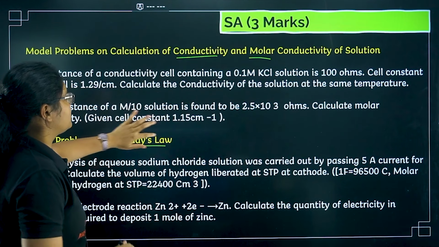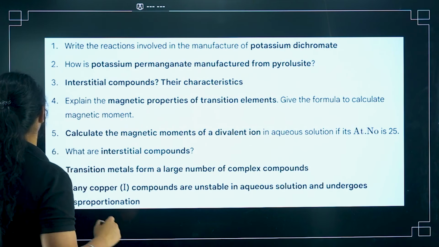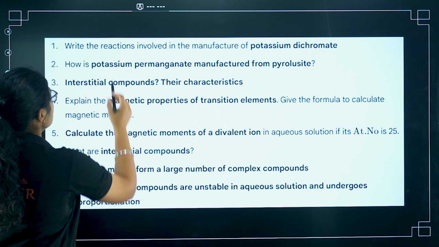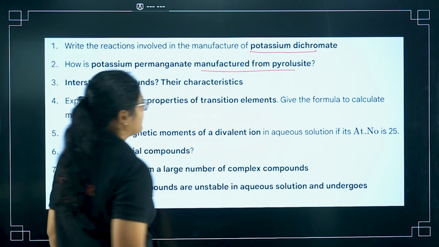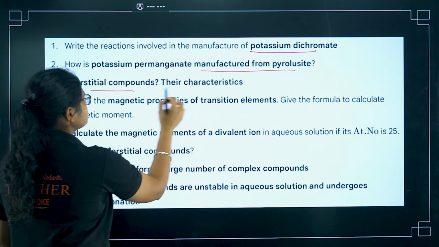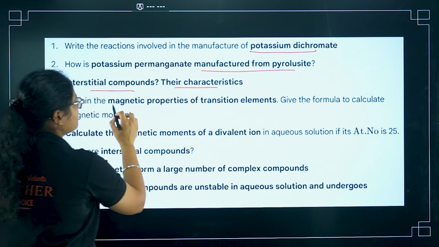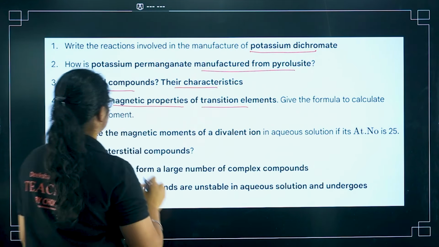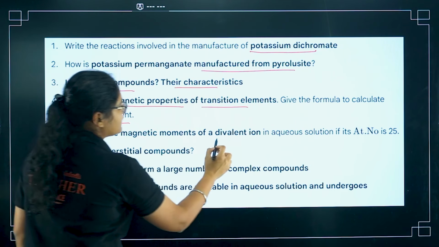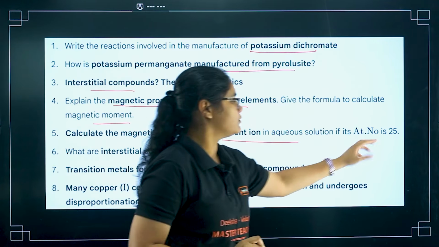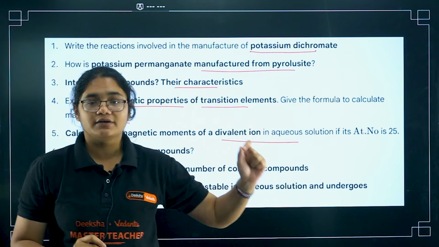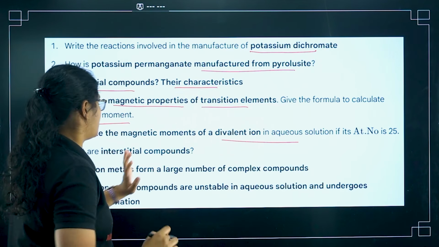Moving to the next chapter, we have D and F block. So first of all, here you should prepare the reactions involved in the preparation of K2Cr2O7 and KMnO4. What are interstitial compounds, their characteristics, magnetic properties of transition elements and the formula for that. The magnetic moment of any divalent ion can be asked. You should know the formula for the element whose atomic number is 25. Generally, it is for Mn2+. So you should know the answer here.